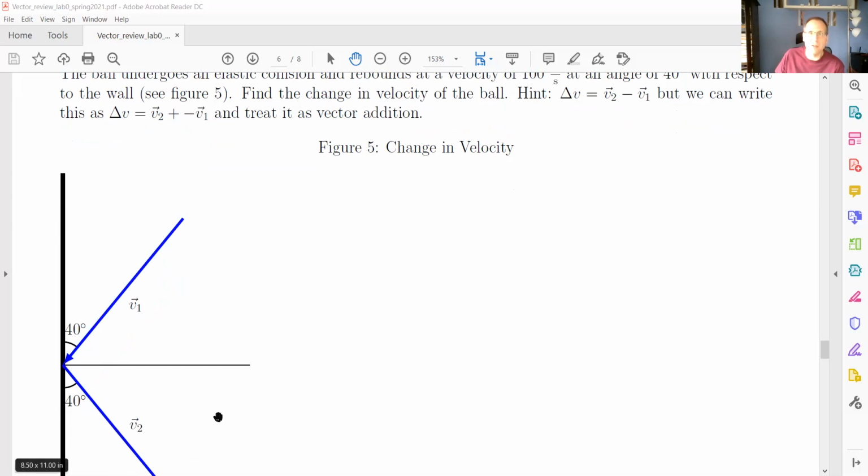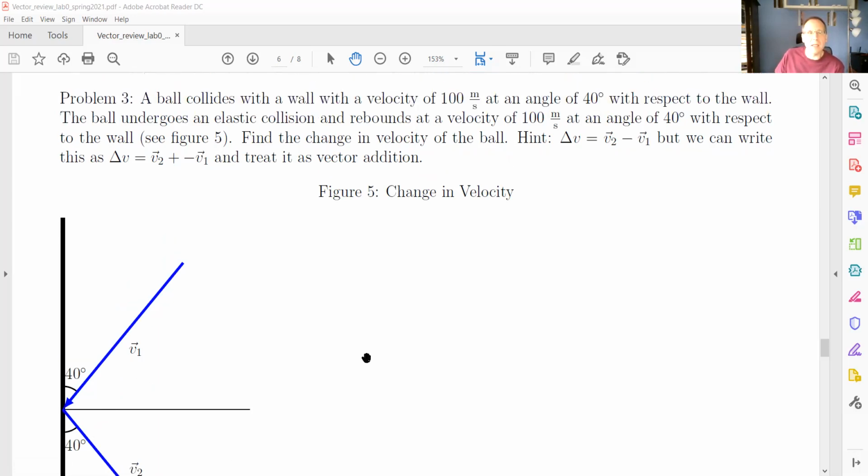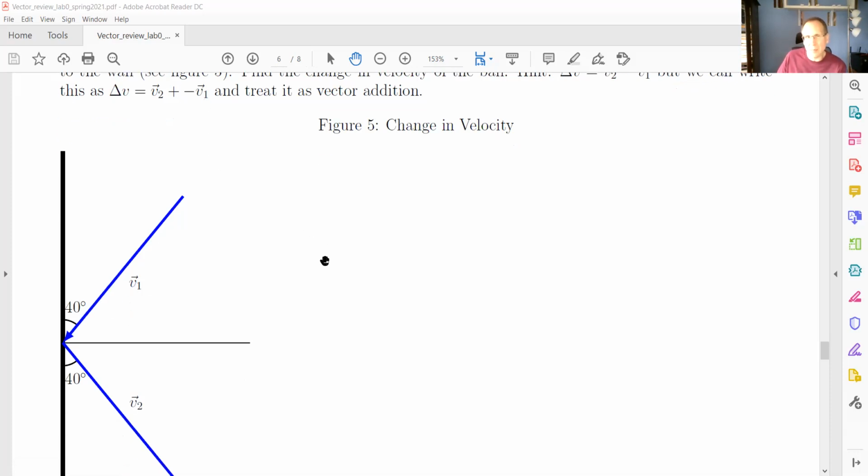So this is V2. What I want you to find is the change in the velocity of the ball. Remember, change in velocity is the final, V2 minus V1. So how do we subtract vectors? Well, we can write this as a vector addition, right? I can write the change in velocity as V2 plus negative V1. Okay, so we just did an example like that with subtraction.